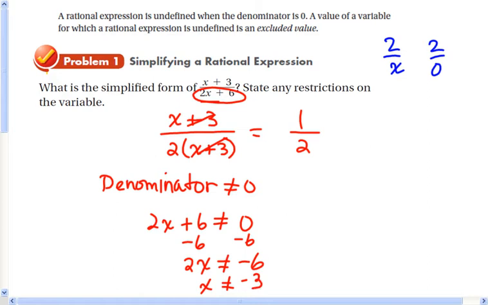And think about that. If x was -3, then we would have 2 times -3 plus 6 in the denominator, and that's 0, and we can't have that. So we're going to say this simplifies to 1/2, but x cannot equal -3. All right, I'll let you try that.